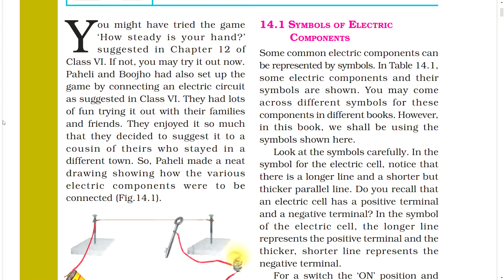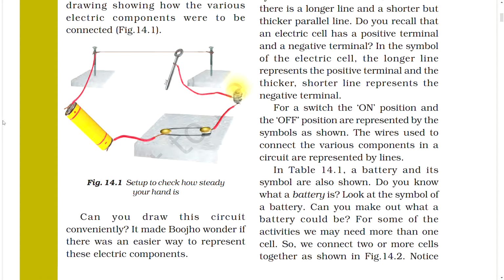In the symbol for the electric cell, notice that there is a longer line and a shorter but thicker parallel line. Do you recall that an electric cell has a positive terminal and a negative terminal? In the symbol of the electric cell, the longer line represents the positive terminal and the thicker, shorter line represents the negative terminal. For a switch, the on position and the off position are represented by the symbols as shown. The wires used to connect the various components in a circuit are represented by lines.